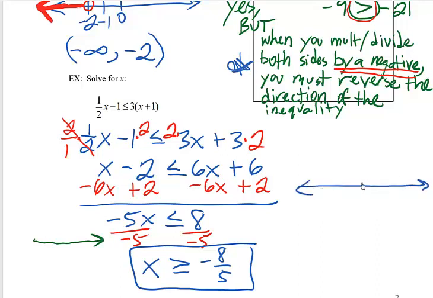Now, the 8/5 is not very helpful. I'd probably want to either grab my calculator and get a decimal from that. Negative 8/5 on the calculator turns out to be negative 1.6, or I could change it to a mixed number. So 5 goes into 8 once with 3 left over. So 8/5 is the same as 1 3/5.